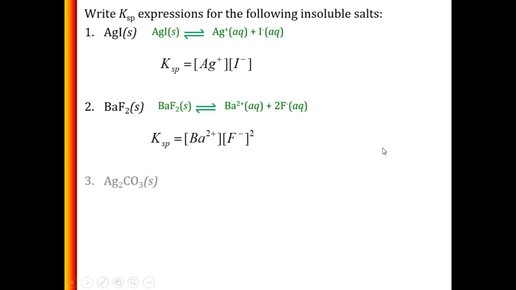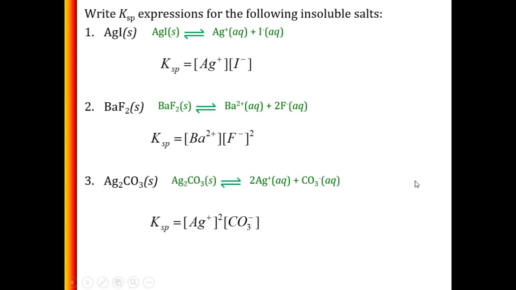Okay, moving on to the next one. Here we have silver carbonate. So I'll give this one a try. And again, write out your reaction equation and set up your Ksp. So products over reactants. Reactants are solid, so they get left out of the equation.